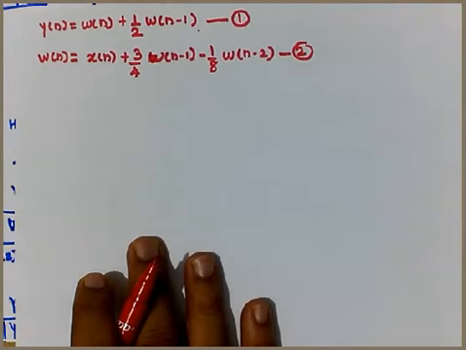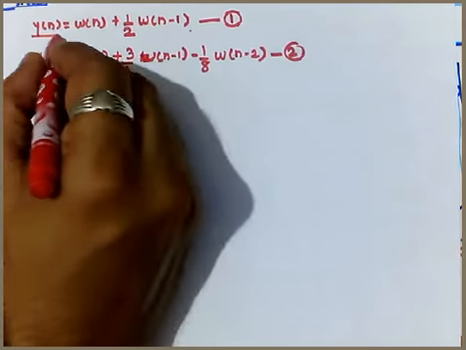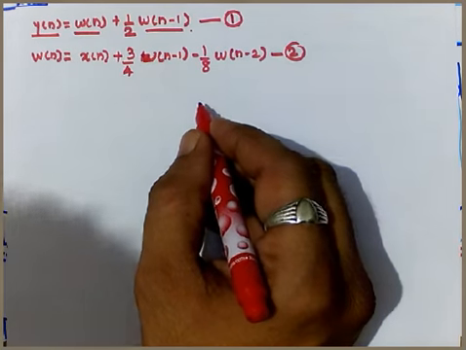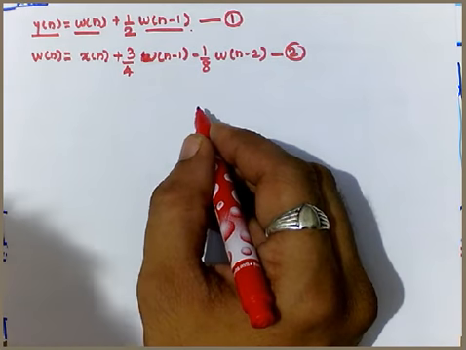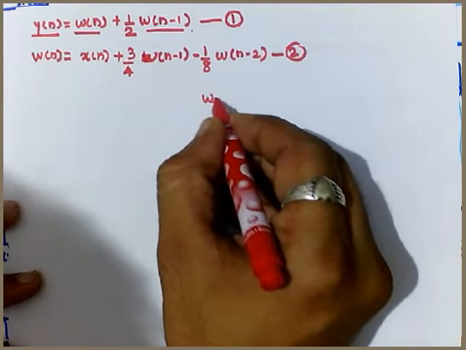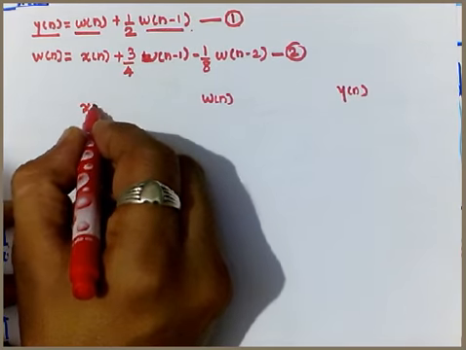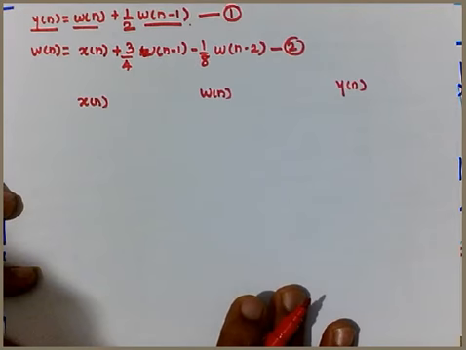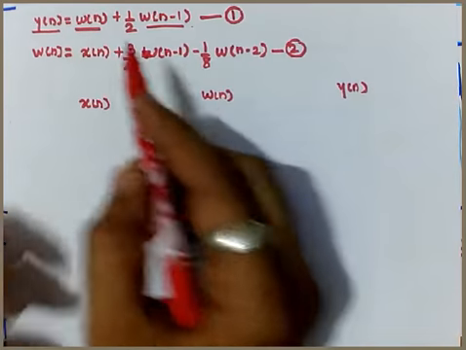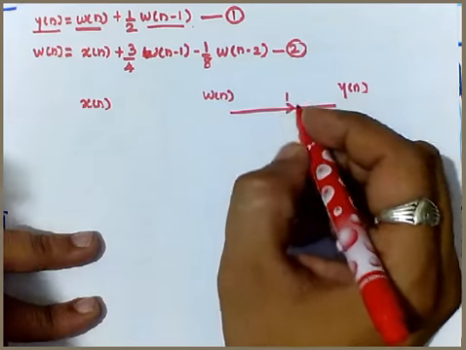Now let's formulate the diagram from these two equations. So the first equation, y of n equals w of n, it means it is giving the second part. So in the second part, let's say this is the intermediate point, and this is y of n, this is what x of n, y of n is equal to w of n. So this w of n will be directly connected with scale 1.